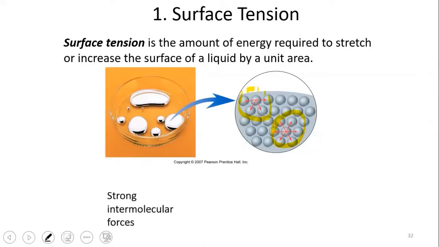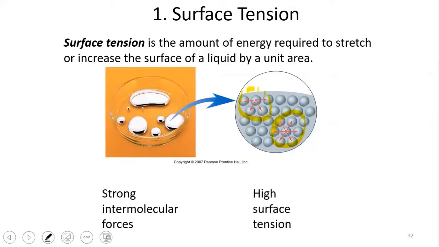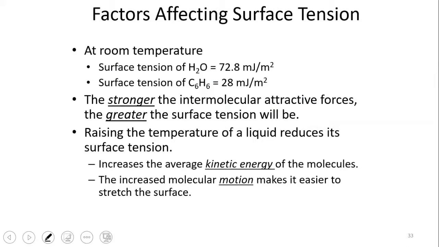And so we can see that strong intermolecular forces go with a high surface tension. Surface tension is a very important property for different things. Let's consider water versus a substance called benzene, C6H6. And don't worry about the units, just look at the dimensions. It's telling you there that water has a surface tension that's like 2.5 times the surface tension of benzene.